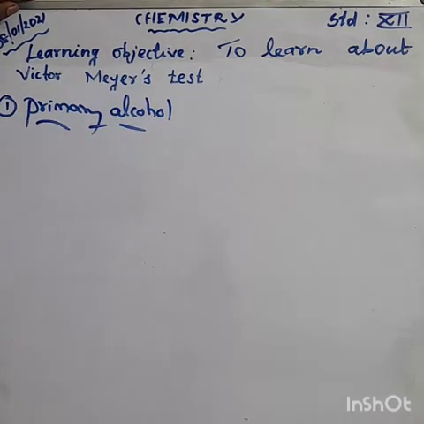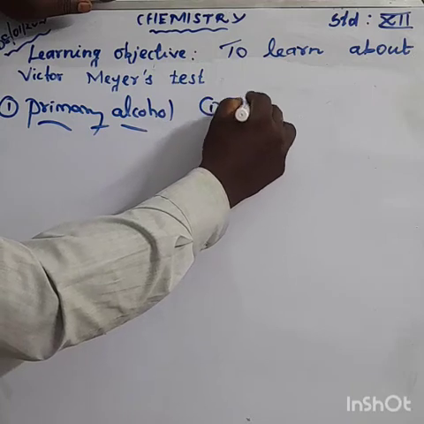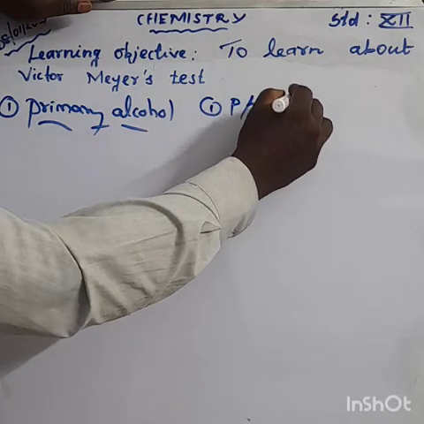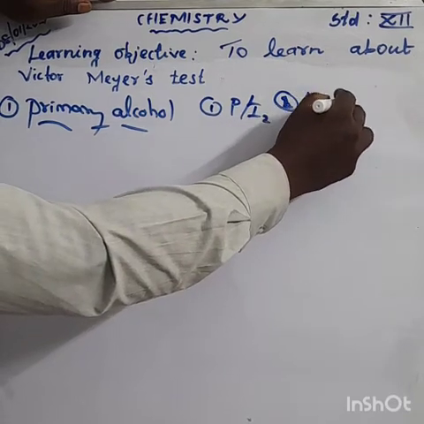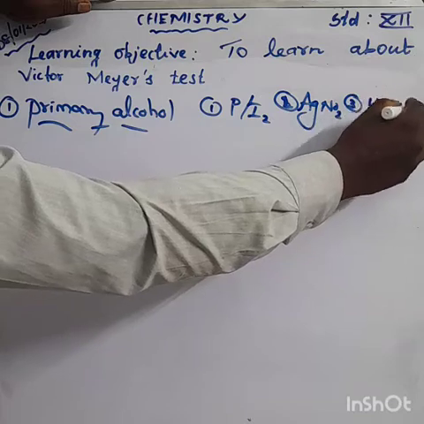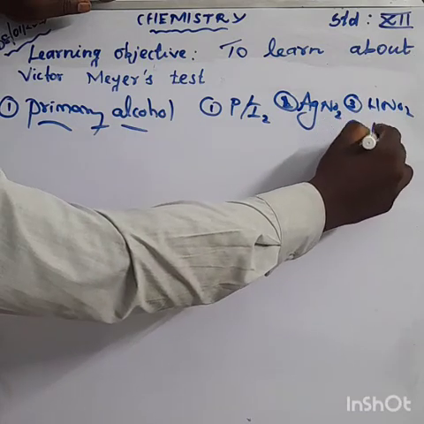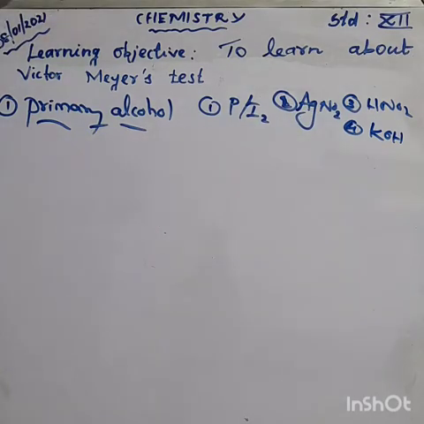Which are the reagents we are using? One is phosphorus and iodine. Second one, AgNO2. Third one, HNO2. Fourth one, KOH. The four reagents we are using: phosphorus and iodine, AgNO2, HNO2, and KOH.